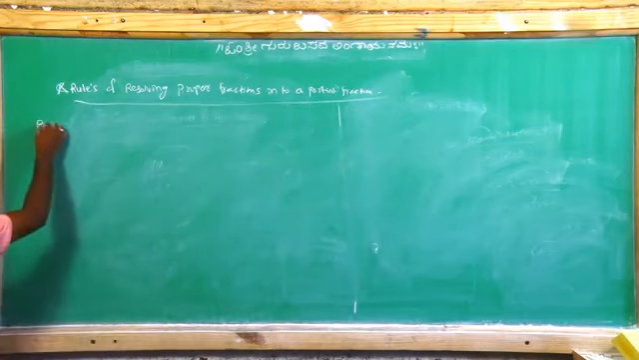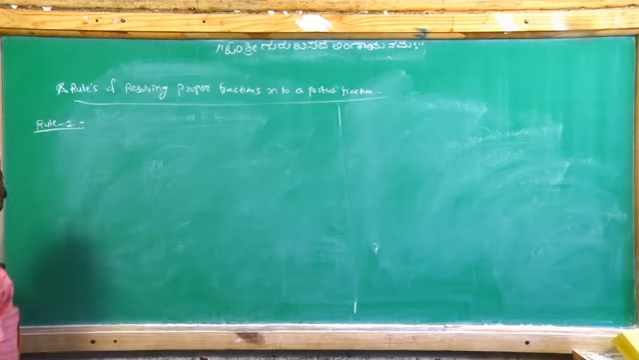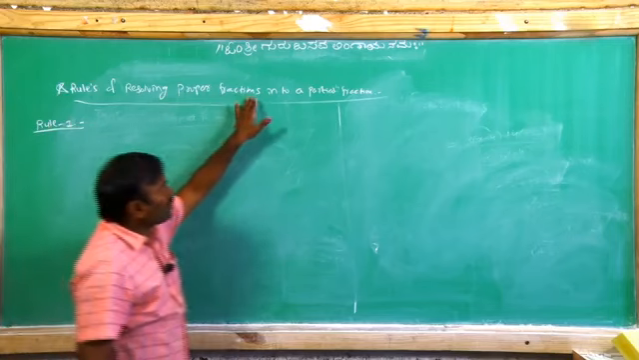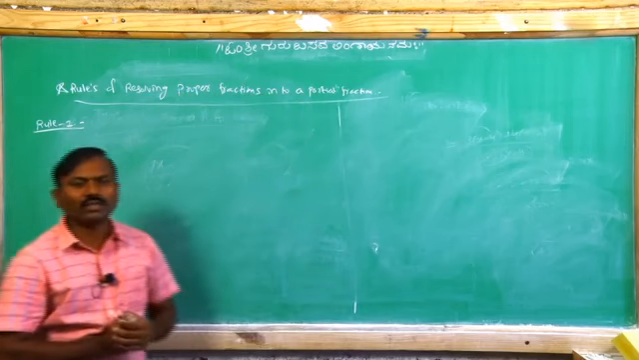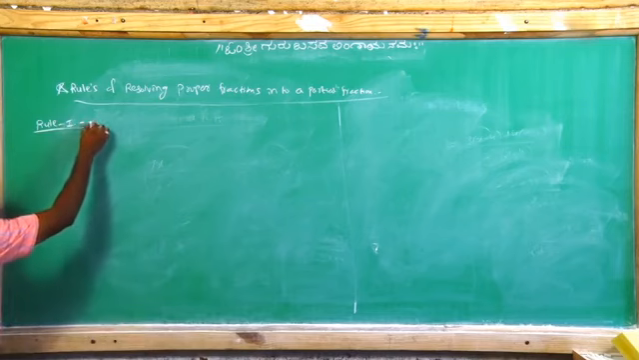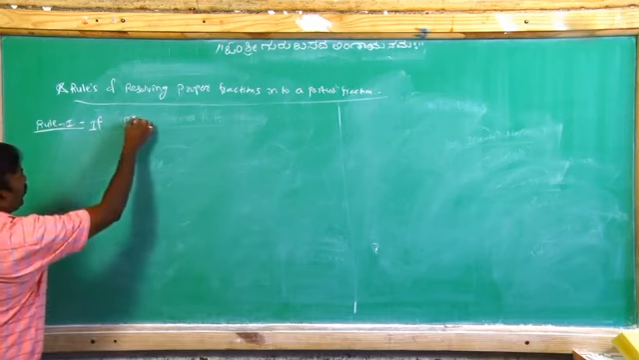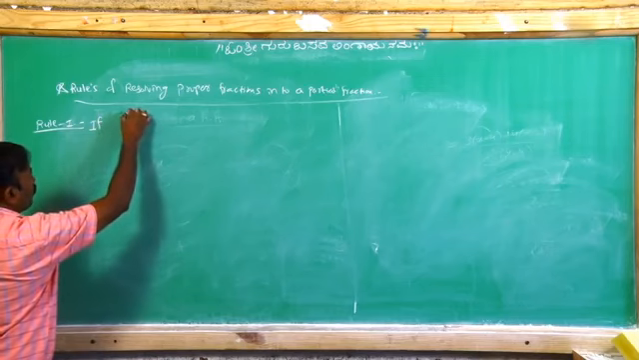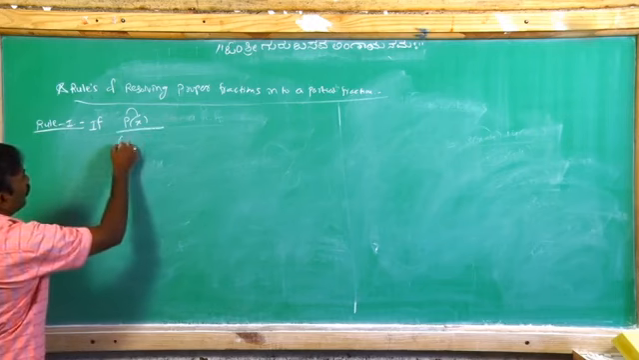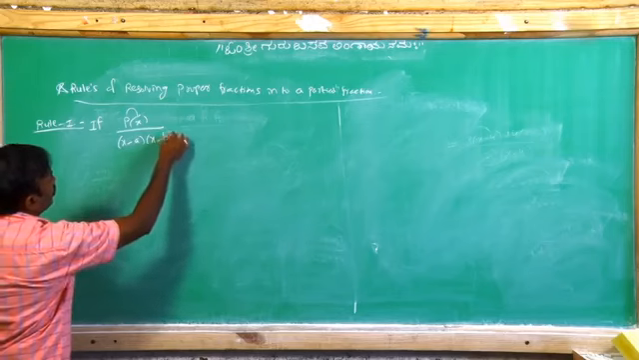Now take the first rule. Rules of resolving proper fractions into partial fractions. Okay. Now I will say how to apply the first rule. If p of x indicates a polynomial in x, and the fraction is p of x by (x minus a)(x minus b).